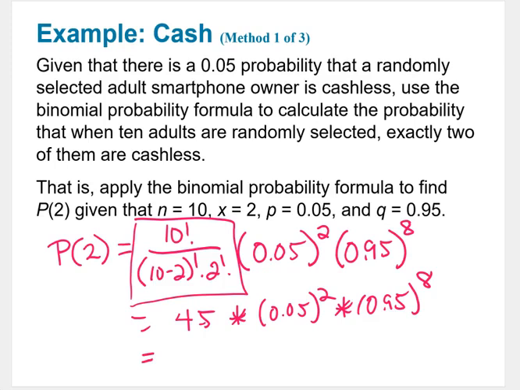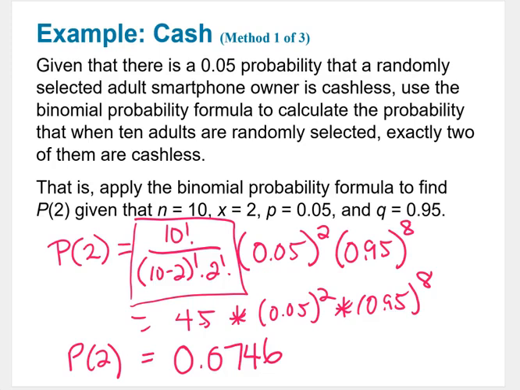We're going to round to 3 significant digits. It's going to be 0.0746. There's our 3 significant digits, 746. So the probability that you're going to get 2 cashless adults when you randomly choose them out of 10 is going to be 7.46%. So not very large. Now that number may increase as time goes on, but for right now, based on the data, that's what we have.